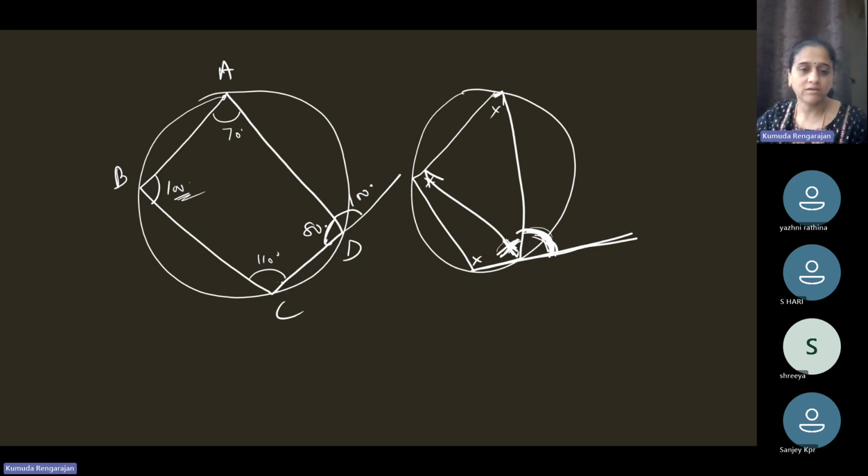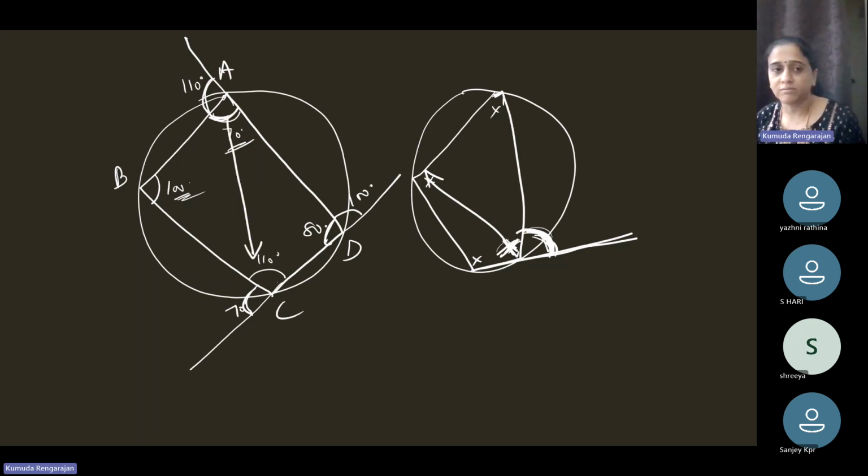See here, produce this side. Can you see 70 here? Yes, so the exterior angle is equal to its interior opposite angle. Produce this side. This exterior angle is 110, and the interior opposite angle is also 110. So this is a property: in a cyclic quadrilateral, not in every other quadrilateral, the exterior angle is equal to its interior opposite angle.